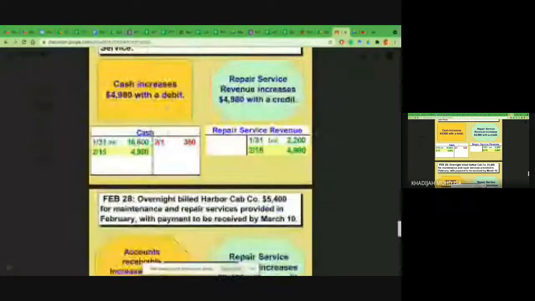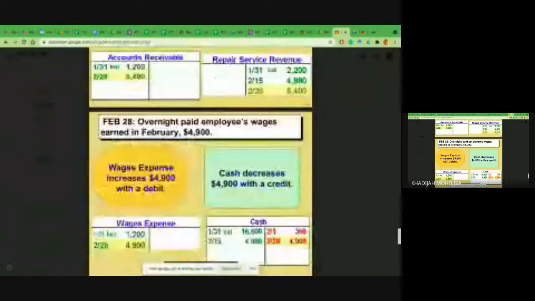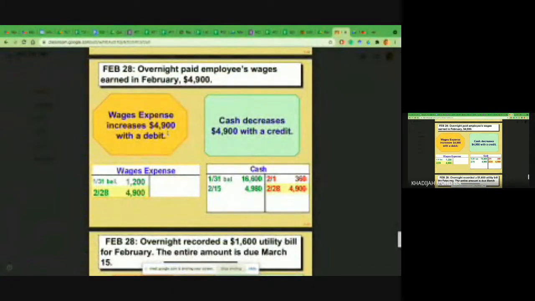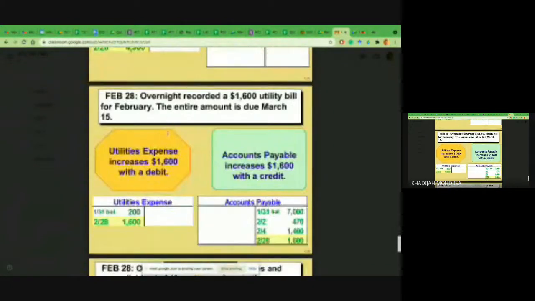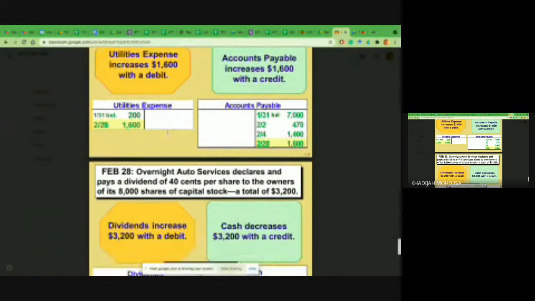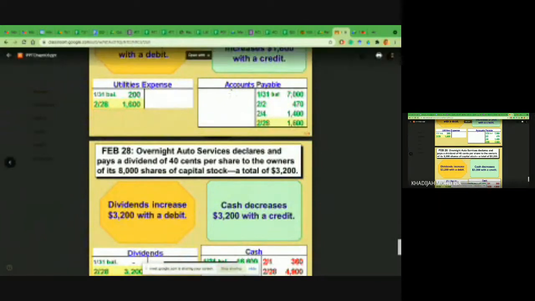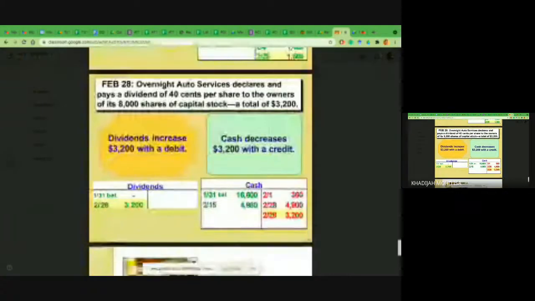This is good. So I want you to go through and see whether you understand how these transactions take place, how these transactions are recorded, and how these transactions are actually shown in what we call T accounts. It looks like a T, yeah. Accounts payable, all these T accounts.